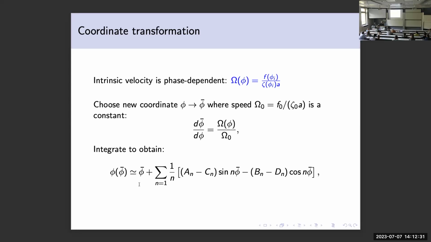I said that phi is the important variable. I'm actually thinking about phi bar now, but phi bar is just some way of characterizing the phase, so where you are in the cycle of the cilium's beat pattern. Like where you are in the beat cycle.